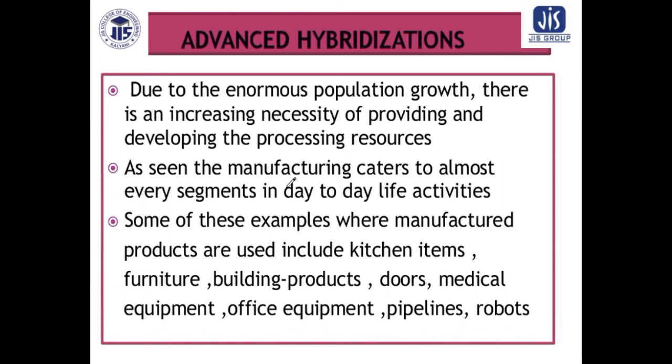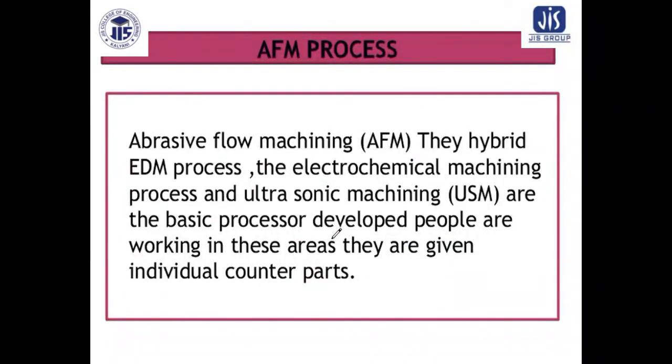Some of the products manufactured by advanced hybridization include kitchen items, furniture, building products, doors, medical equipment, office equipment, pipelines, and robots. So you can see from this example, all these items are very essential things required in our day-to-day life. All these products are being manufactured by this hybridization process.